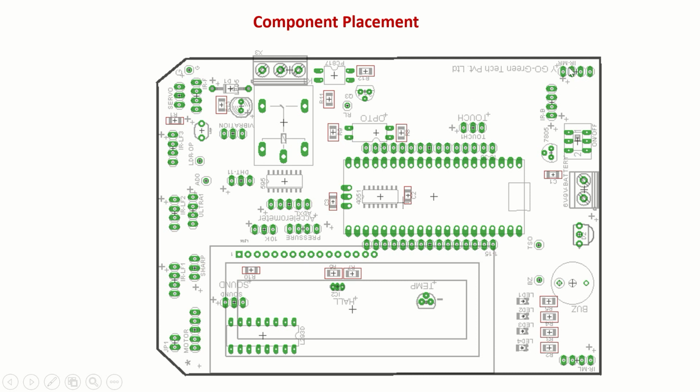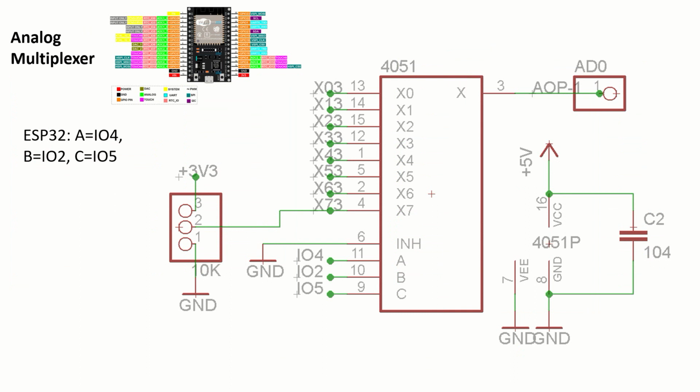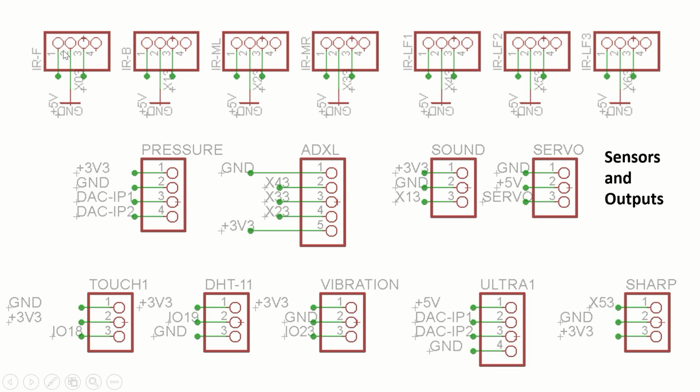Similarly, infrared MR, infrared ML, infrared B. So these are the sensors which we have connected to the multiplexer. If you remember, when I explained in the first session, the hardware description, this multiplexer has X0, X1, X2, X3, X4, X5, X6, X7. X7 anyhow is connected to the potentiometer. These 7 inputs are coming from these infrared sensors.